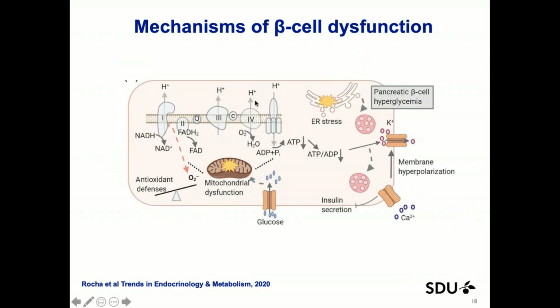So now I will just briefly mention the possible mechanisms of beta cell dysfunction. As I mentioned, mitochondrial dysfunction could play a major role in the impaired insulin secretion. Other mechanisms that may also contribute to impaired insulin secretion are ER stress, but also mutations in the potassium channel. Mitochondrial dysfunction does not only occur in the muscle, but also in several other tissues.